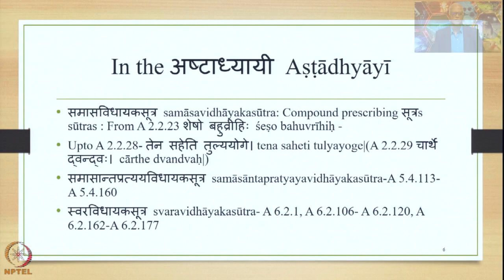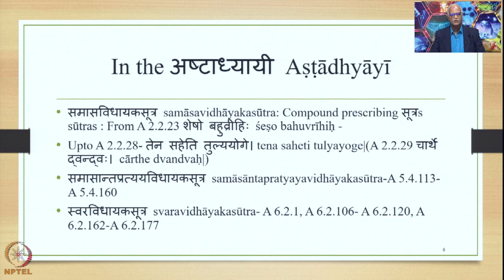Now the Bahuvrihi Samasa is dealt with in the Ashtadhyayi, the core of the Paninian grammar and the Paninian grammatical tradition, at various places. For example, the samāsavidhāyaka sutras are stated from 2.2.23 onwards up to 2.2.28. 2.2.23 is Shesho Bahuvrihihi and 2.2.28 is Tena Saheti Tulya Yoge. 2.2.29 is Charthe Dvandvaha, a sutra prescribing the Dvandva Samasa in the sense of Cha Artha. This is a small section of Samasa Vidhayaka Sutras.